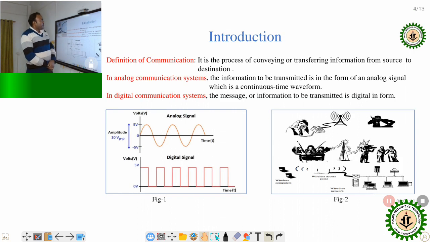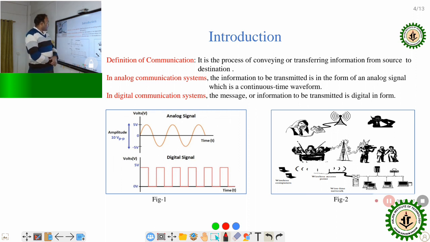Next, when we discuss the communication system, first we try to understand the meaning of communication. By definition, we can say that it is the process of conveying or transferring information from the source to the destination. Any type of information can be sent from the source to the destination with the help of the communication system. There are two types of communication system: the analog communication system and the digital communication system.